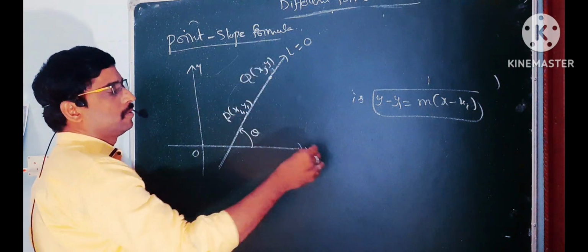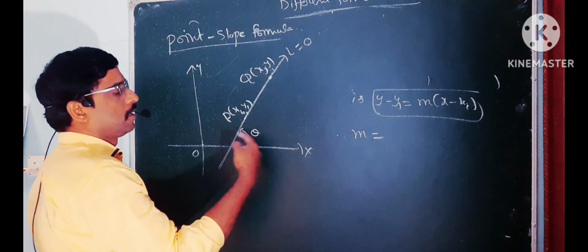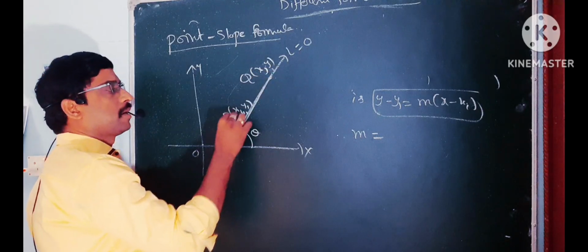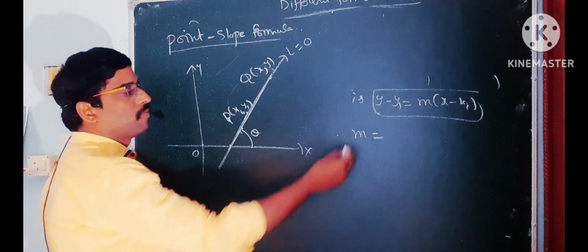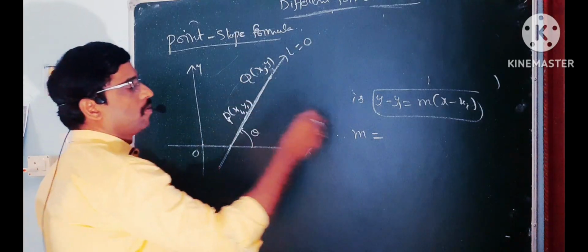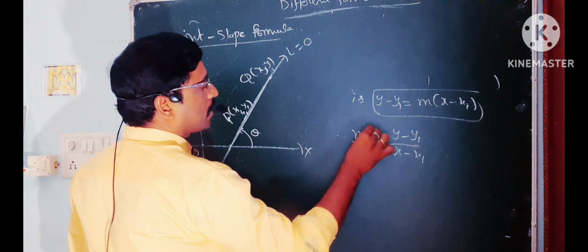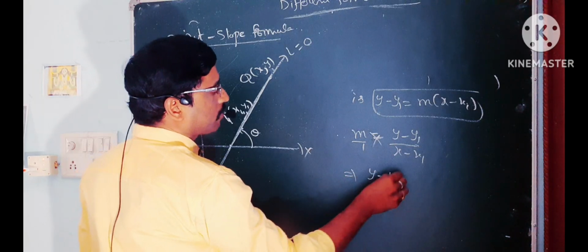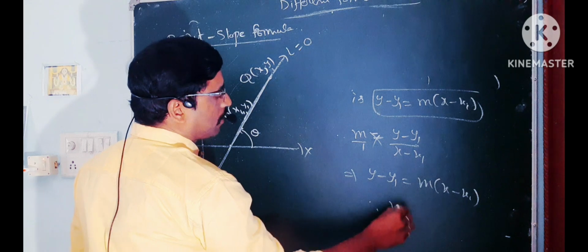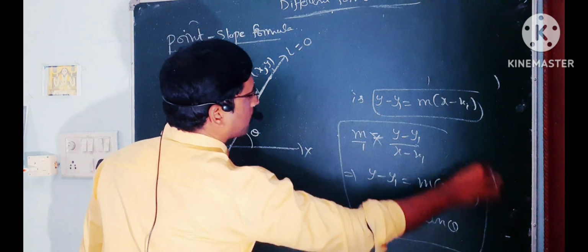Okay. Now, what is the formula? On L, 2 points are there. One is P, second one is Q. So slope formula m is equal to difference of y coordinates by difference of x coordinates, y minus y1 by x minus x1. Let us take cross product. What we get here: y minus y1 is equal to m into x minus x1, where m is equal to tan theta. Okay, this is the proof.